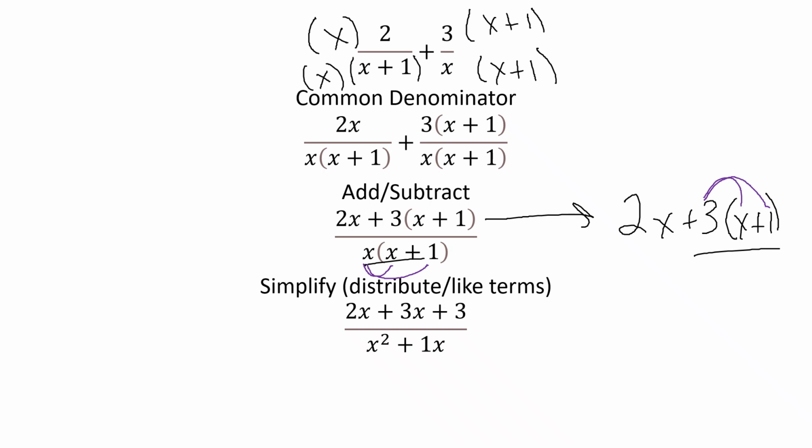And then I'm going to add any like terms. So on the top, I have a 2x and a 3x, which gives me 5x. And I don't need to write this 1 because it's understood. This is my completely simplified term.